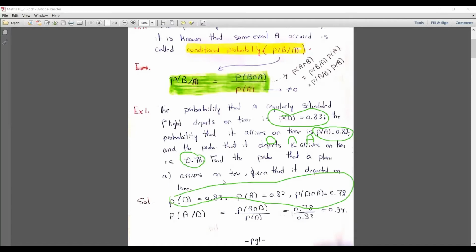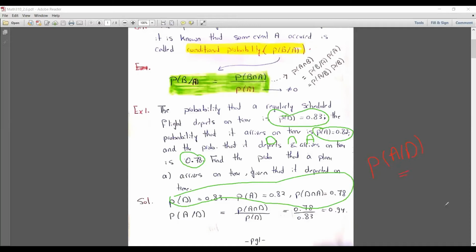Now let's choose another color to check what we need to find. We need to find P of arrives on time given that it departed on time. So we need to find P of A, arrives, given that it departed on time. So let's put the formula.